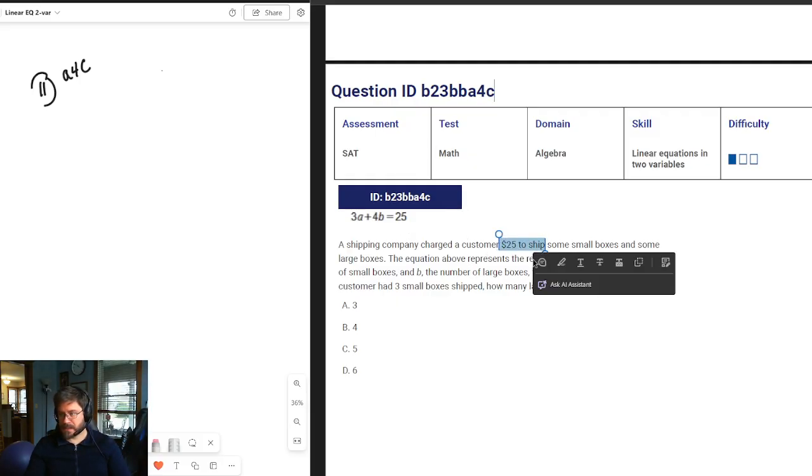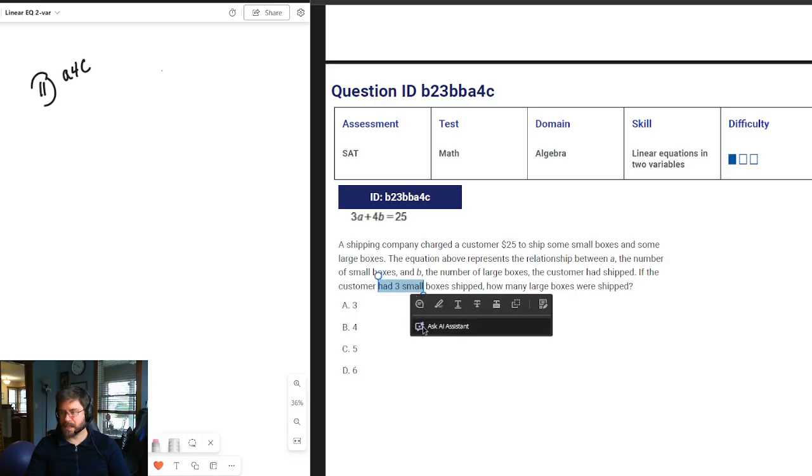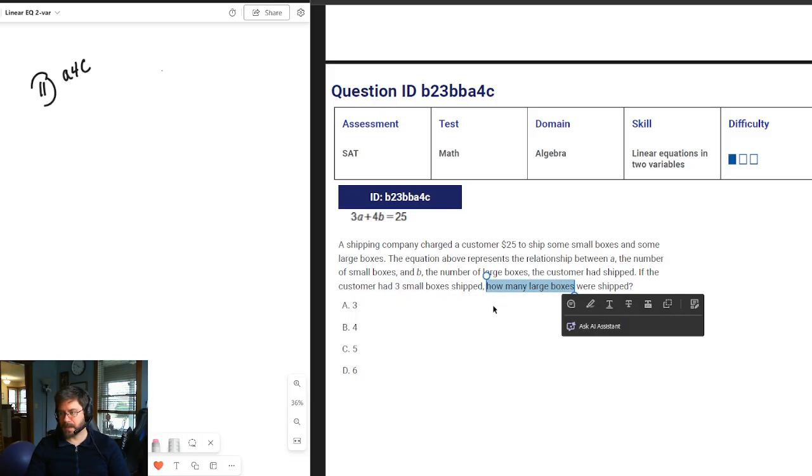So $25 is the total cost. So small boxes and large boxes. I assume a is going to be small and b is large because small number, big number. It represents the relationship between a, small, and b, large. Yep. The customer had shipped 3 small boxes. How many large boxes were shipped?